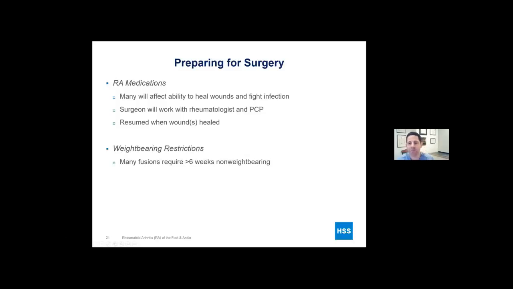Many of the medications that help with RA also affect the ability of the body to heal wounds and fight infection. Your surgeon will work with your rheumatologist or medical doctor to review which of your medications will need to be stopped prior to surgery. Once the wounds are healed, the medication is typically resumed. This period of time can be very difficult for patients with other areas of the body that are affected by RA. Many fusions require at least 6 weeks of time where no pressure can be placed on the foot. We have to let the bones heal. Making appropriate preparations to ensure you have help at home is critical for success after surgery.